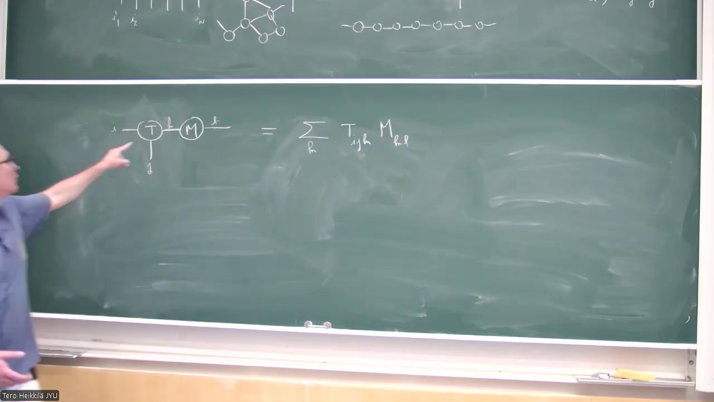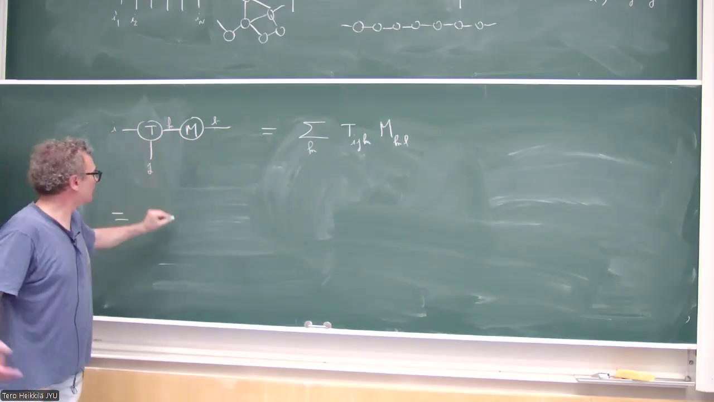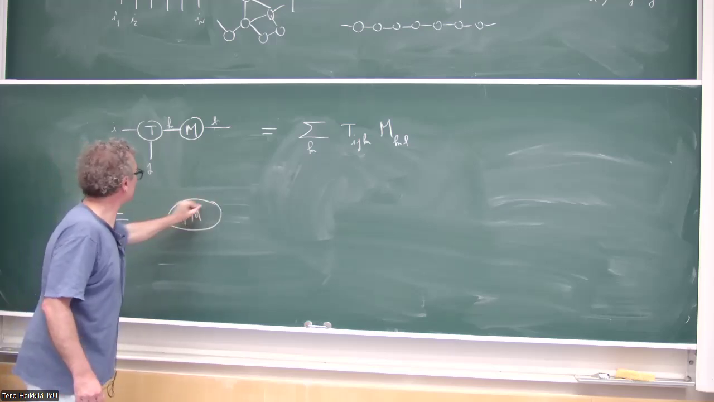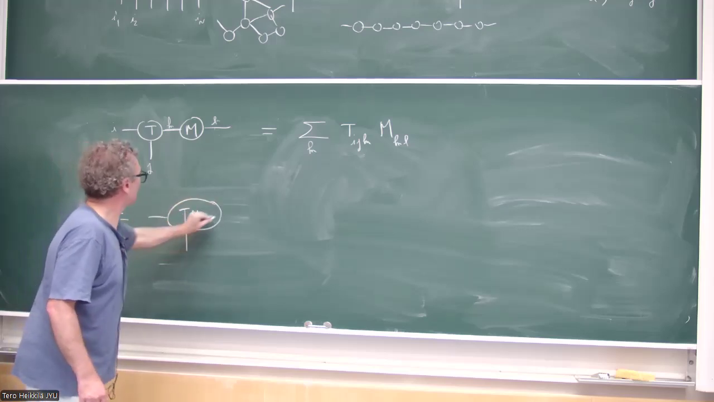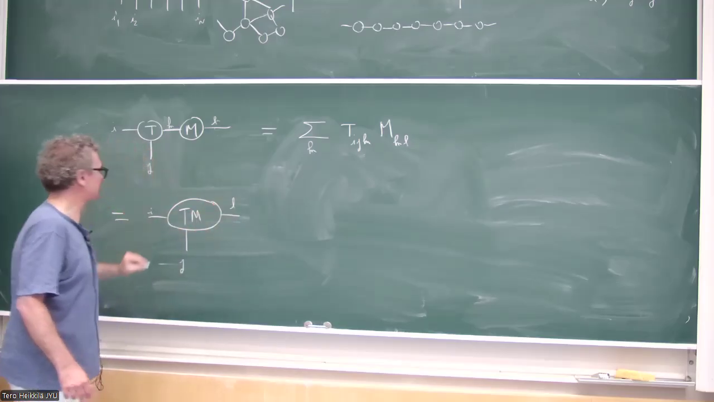And so if I do the actual sum, I get a new object, I call it TM, which now has three legs, L, J, and I.